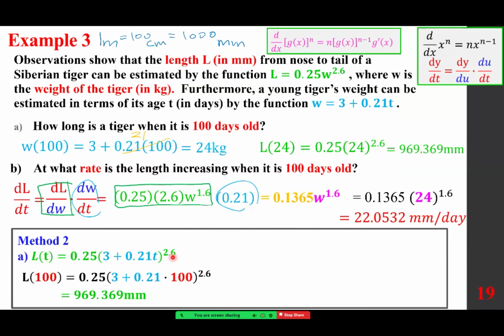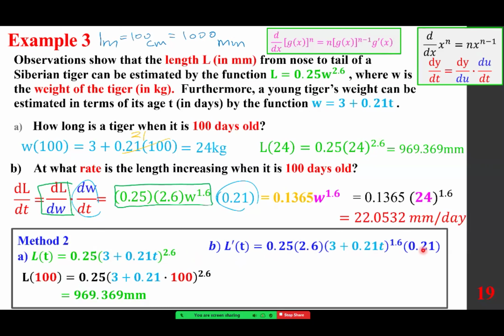If we want to find dL/dt or L prime of t, we differentiate this using the extended power rule. How do we do that? 0.25 times 2.6 times the same thing to the power of 1.6, 2.6 minus 1, times the derivative of the inside, which is 0.21. So again, 0.25 remains. 2.6 sits in front. Same thing to the power of 1.6. The derivative of the inside is 0.21.